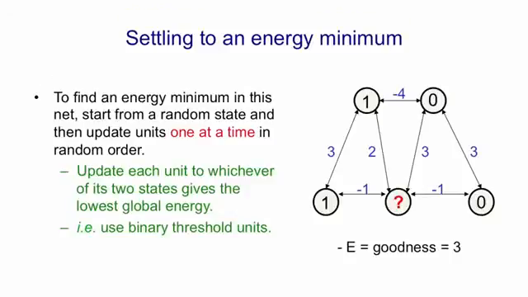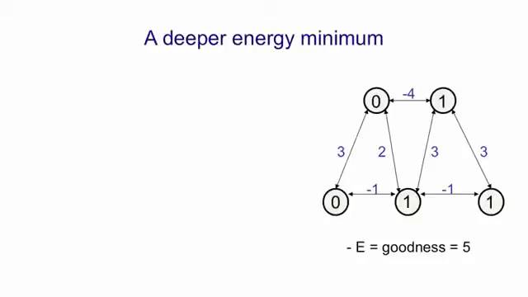Previously it was off, and so when it turns on, the global energy changes. We now have a global energy of -4, or a goodness of 4, and that's a local energy minimum. If you now try probing any of the units, you'll see that they don't want to change their current state. The net has settled to a minimum. However, the minimum it's settled to is not the deepest energy minimum. It's just one of 2 minima that this net has.